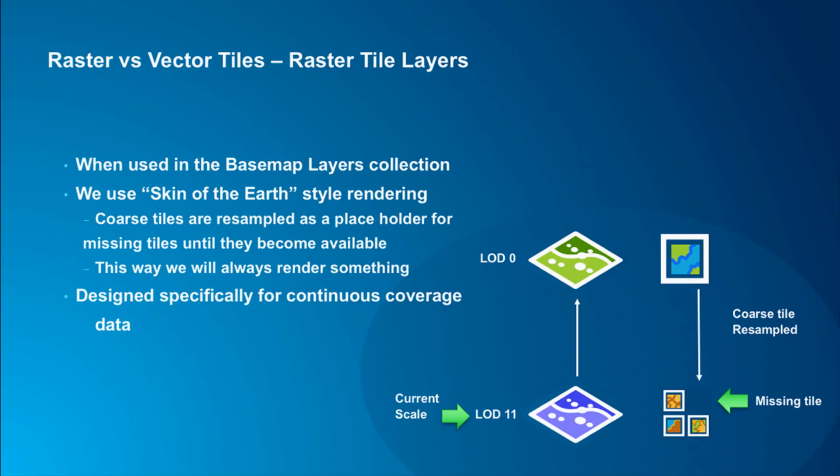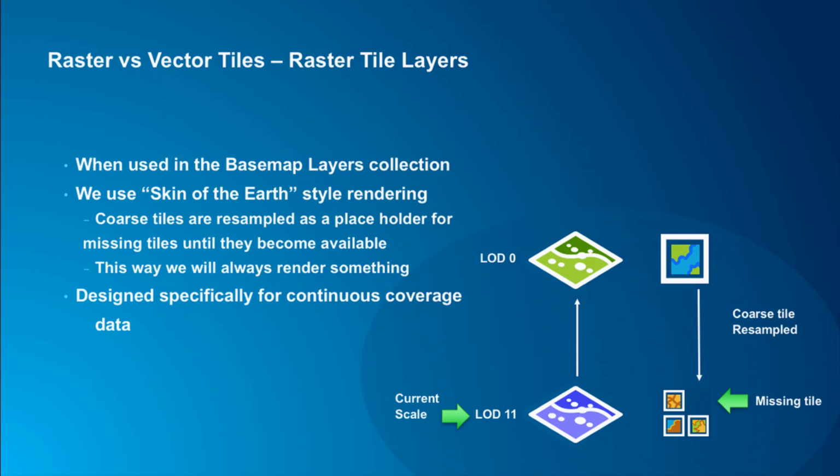One of the things that we did at version 100, we made raster tiles behave slightly differently depending on what layer collection they're in. So if you've used the version 100 code at all, you could see that there are different layer collections. There are base map layers, operational layers, reference layers, and graphics overlays. So depending on where you put your raster tile layer when you load it determines what kind of behavior it's going to have. And we did this for a reason, right?